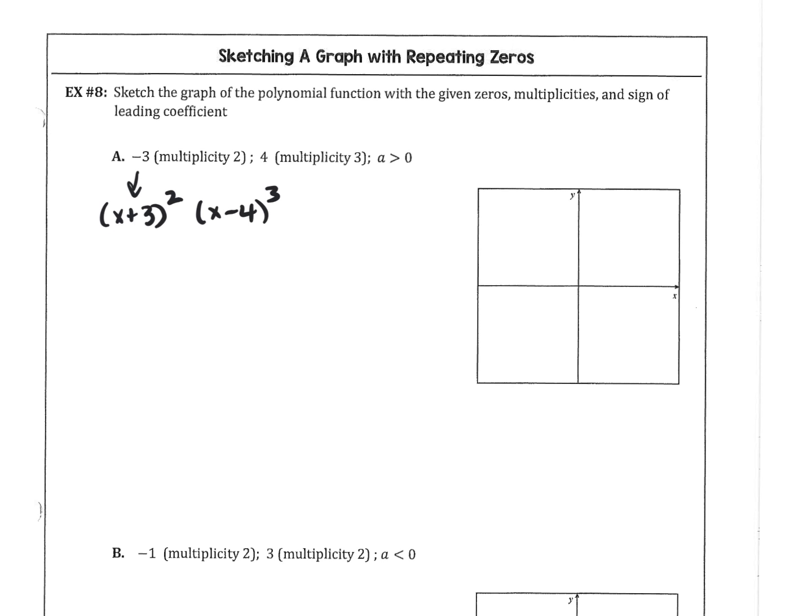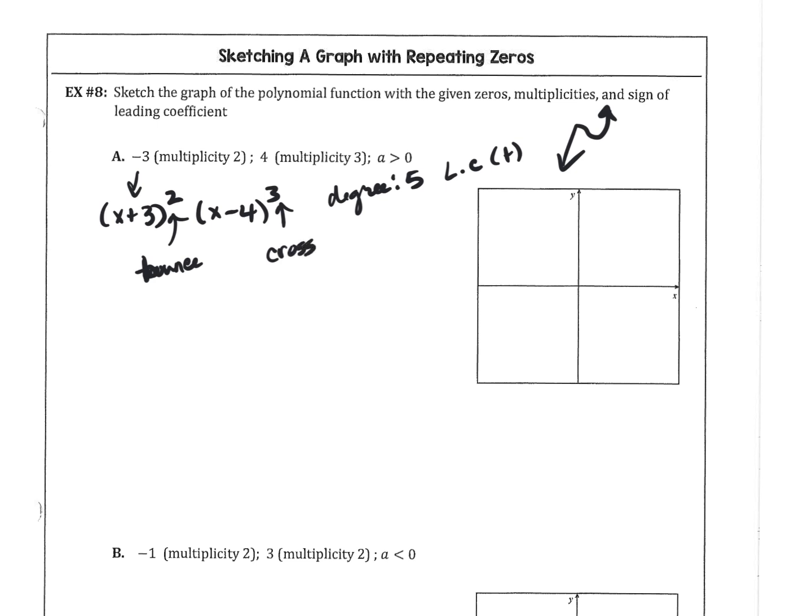A being positive means we know this has a degree of 5 and a lead coefficient that is positive, so we know it has to end up doing this, don't we, somewhere along the way. This right here means it touches, it bounces, right? So this is a bounce, this is a cross. So how do we do this?